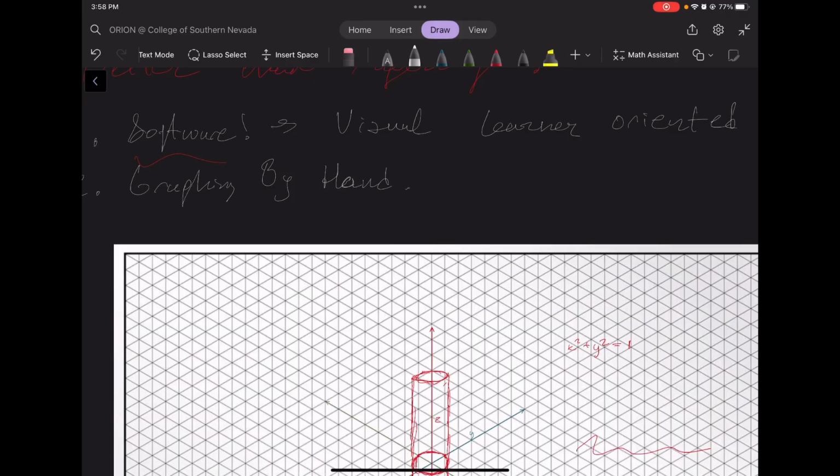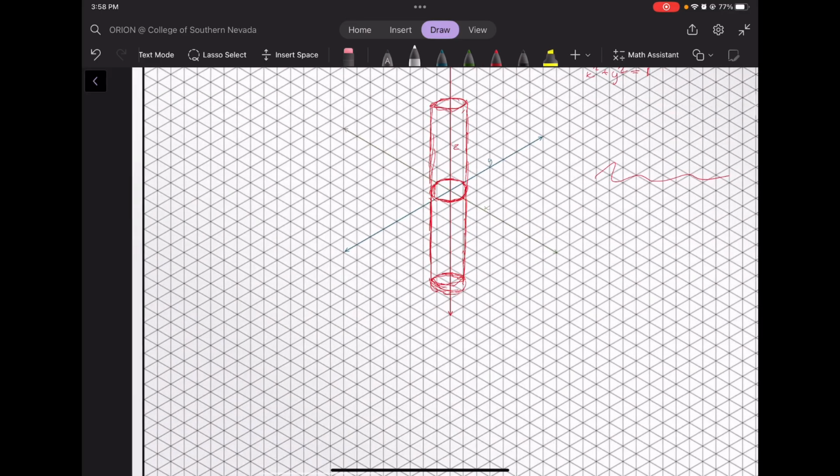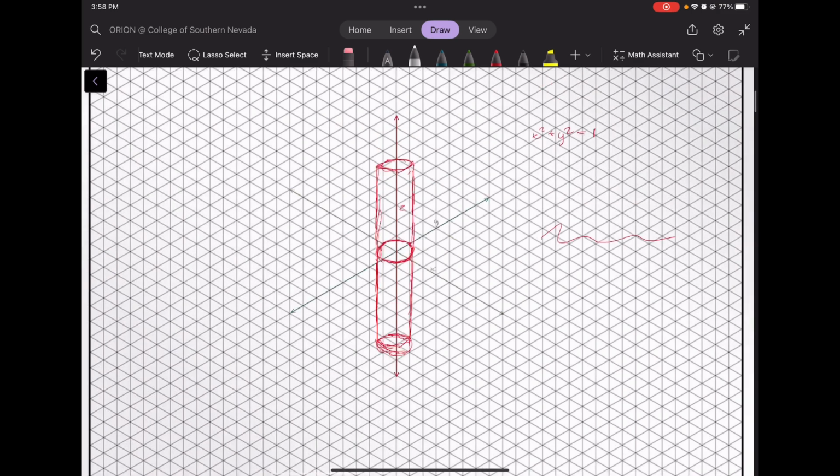The problem is it takes a really long time. It takes way longer than software. With software, you just plug in one formula. Graphing by hand, especially in 3D, will take a while. But they'll definitely understand it after they do it a couple times.